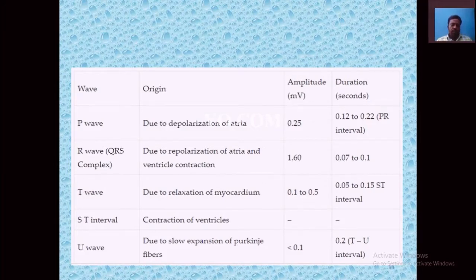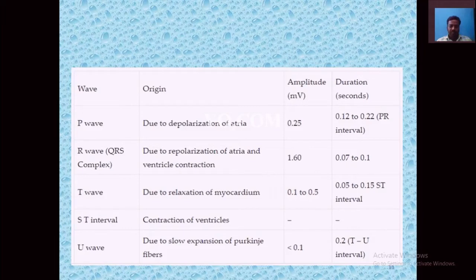During the time of the P wave the atria is contracting. Then in the second stage the atria is repolarized, that means it expands. After that the ventricle is contracting. So this QRS wave produces a very high amplitude, that is 1.6 millivolt. The duration is around 0.07 to 0.1 seconds.